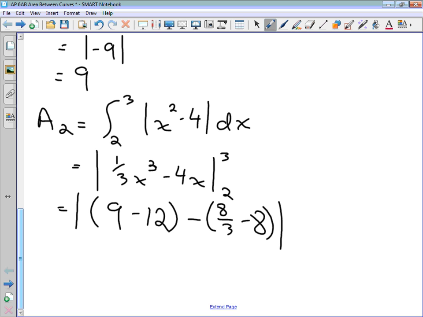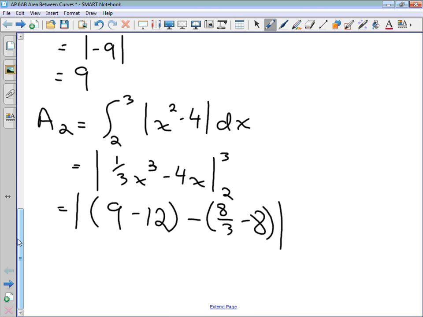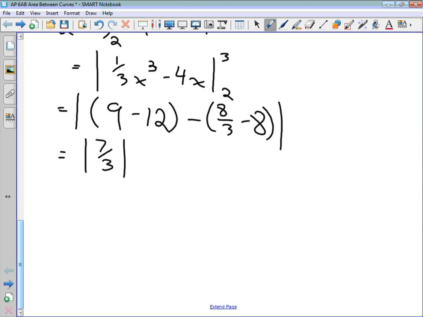which is going to give us 8 over 3 minus 8, just like it did up here. And then, again, we evaluate this and take the absolute value. If we work all this out, we get the absolute value of 7/3, which, because this is a region above our x-axis, we expect to be positive. So this is just going to be 7/3.